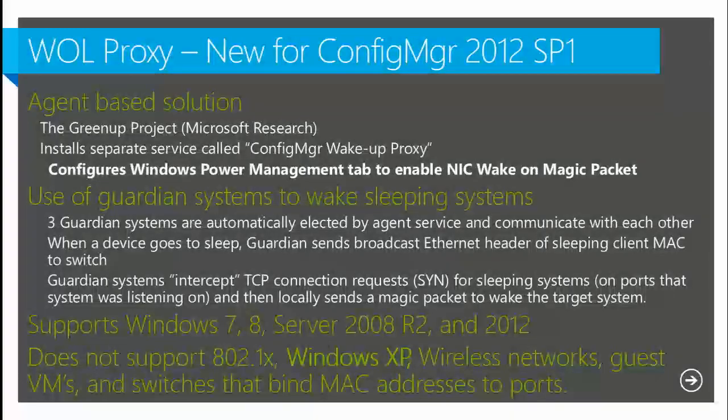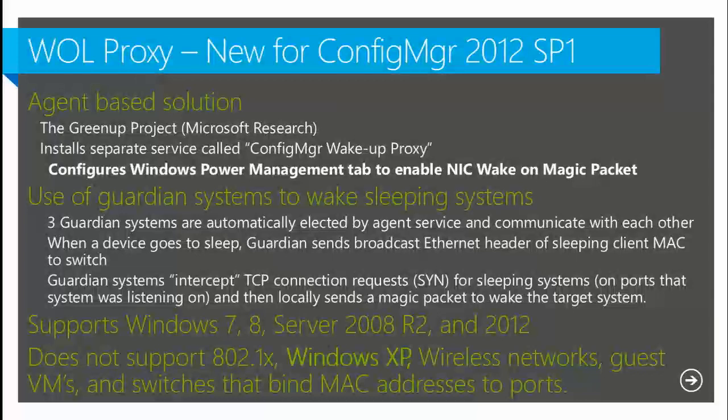The way it works is it automatically elects 3 Guardian systems to stay awake all the time using something called an override. Whenever you install this agent, or once you configure it, the agents actually communicate with each other on the network, which is why you need to configure a firewall rule for it. So this is the cool part. When the devices go to sleep, a Guardian agent, a proxy agent, recognizes that the device is sleeping because it's pinging it constantly. I think every 5 seconds the Guardian PCs ping all the devices locally.